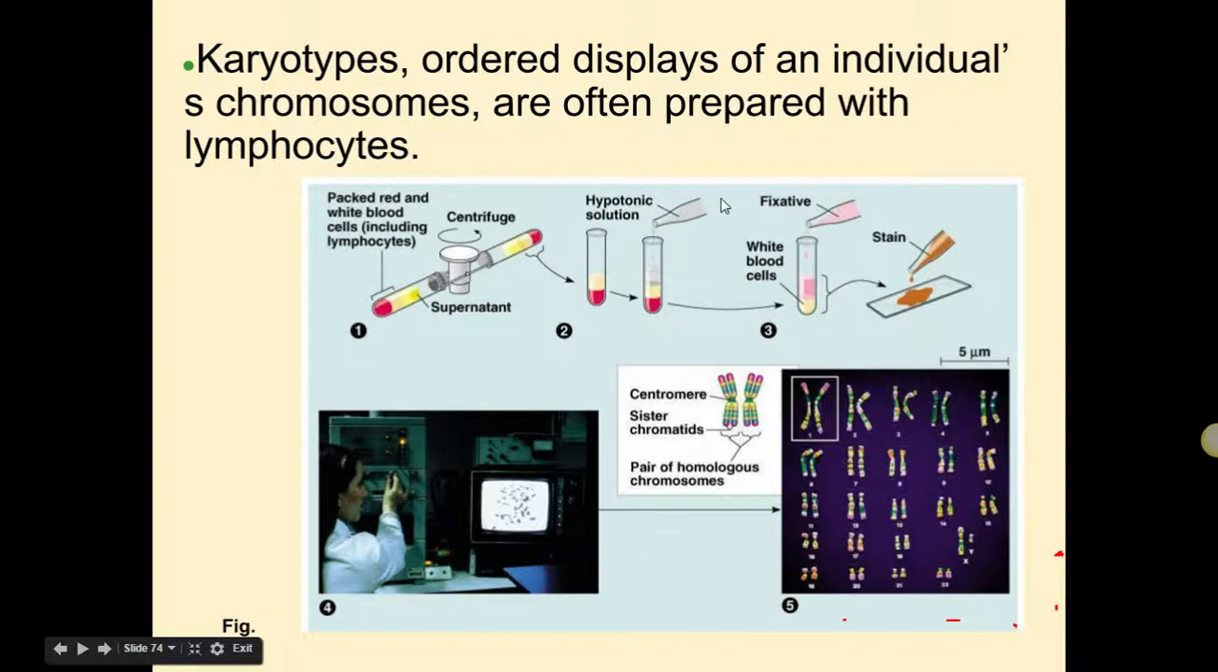They often use lymphocytes to get this information. So they get your blood, then they get your white blood cells, because lymphocytes are a type of white blood cell. Then they get the DNA from your white blood cells, and they do that.